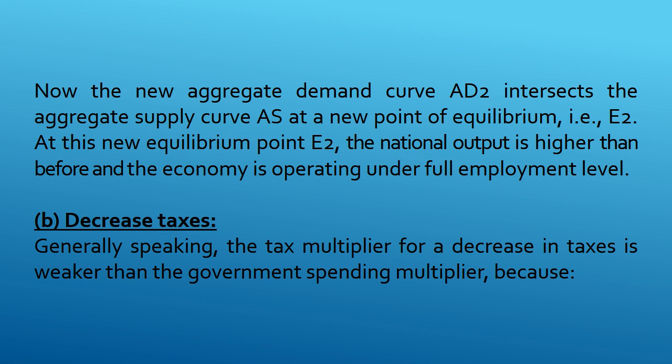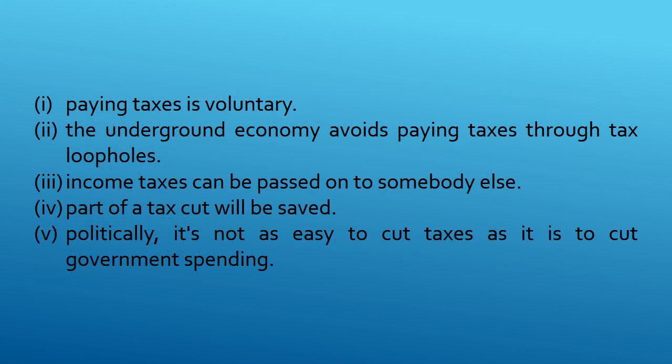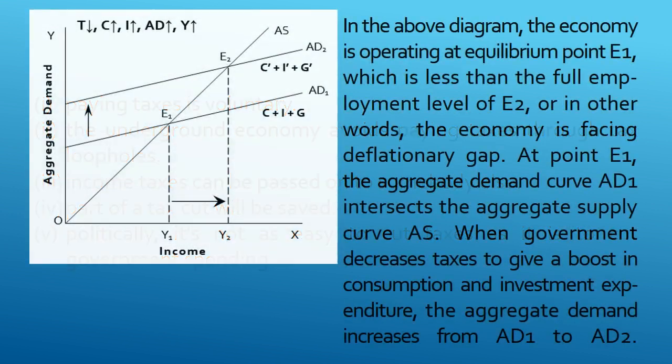B. Decreased taxes. Generally speaking, the tax multiplier for a decrease in taxes is weaker than the government spending multiplier, because 1. Paying taxes is voluntary. 2. The underground economy avoids paying taxes through tax loopholes. 3. Income taxes can be passed on to somebody else. 4. Part of a tax cut will be saved. 5. Politically, it's not as easy to cut taxes as it is to cut government spending.